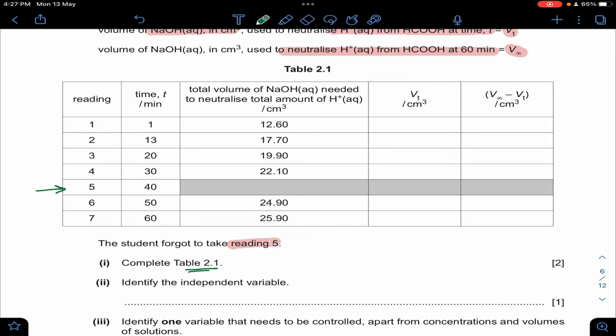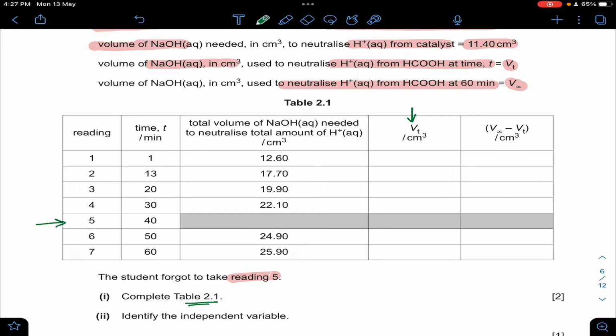Complete table 2.1. So we have to fill the table for Vt, which is the volume of NaOH needed to neutralize H plus ions from methanoic acid. So this is the total volume of NaOH needed to neutralize total amount of H plus ion, and the volume of NaOH required to neutralize H plus ion from catalyst is 11.40. So therefore, Vt, the volume of NaOH required to neutralize H plus ion from methanoic acid, would be equal to 12.60 minus 11.40, which is 1.20. Similarly, 17.70 minus 11.40 is equal to 6.30.